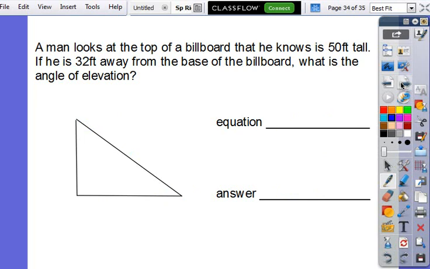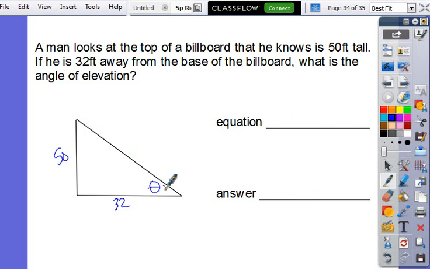A man looks at the top of a billboard that he knows is 50 feet tall. So that goes on the left. That's the side over here because it's talking about how tall it is. He is 32 feet away from the base. Well, I know base has to go at the bottom. What is the angle of elevation? So that I'm going to put in the little theta. If you want to put in an x, put in the x. I don't care if that bothers you. Whatever. That's going to be tangent.